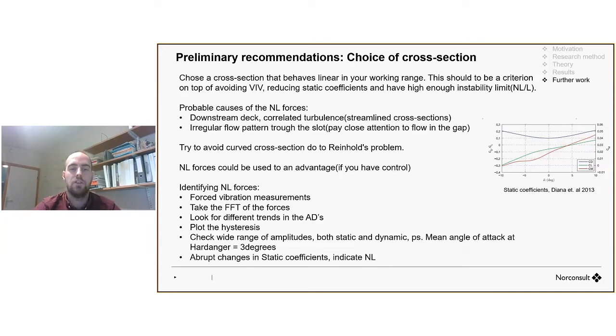So if you try to keep the cross-section streamlined and pay close attention to the flow in the gap, that's really good. And in my opinion, you should try to avoid curved cross-sections, so you don't have to deal with the Reynolds problems on top of this. I think Messina Bridge had curved cross sections, but I'm not sure if they would use that now.